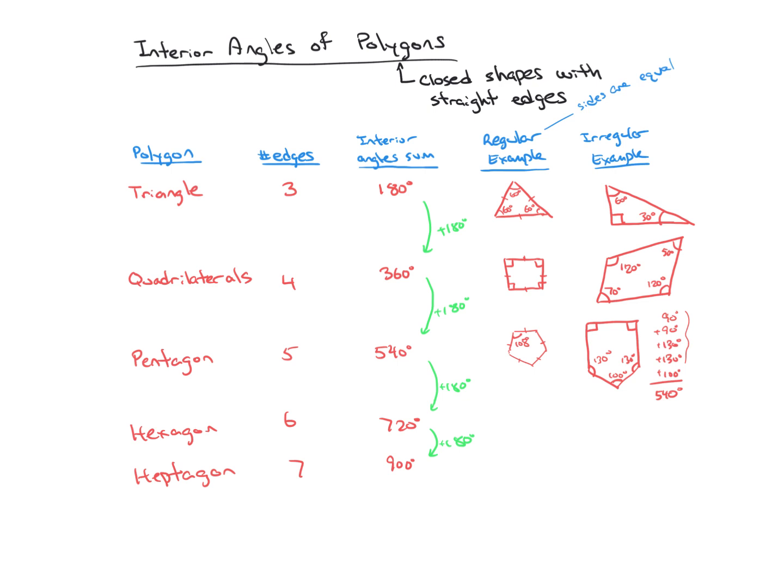What if I ask you for, let's say, a 20-sided shape? Then you have to follow the pattern up many, many times until you get to 20 sides. Well, it turns out there is a shortcut formula.